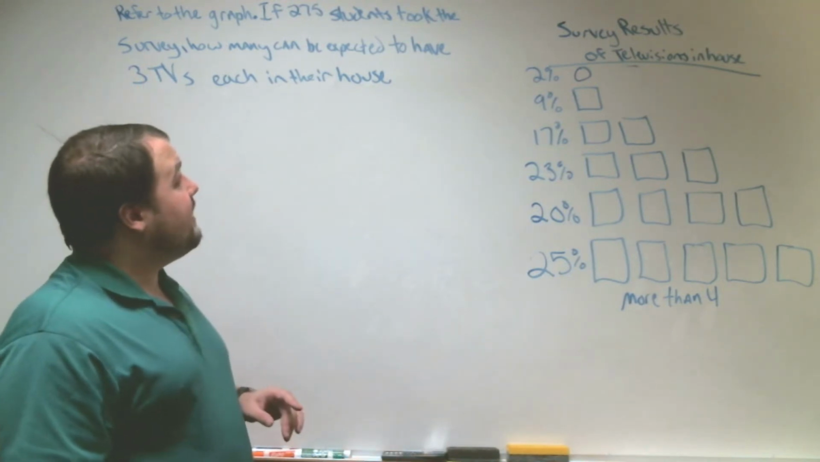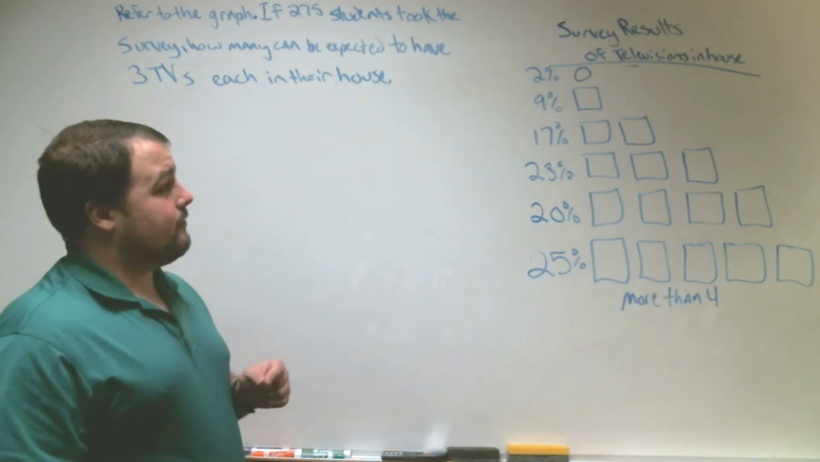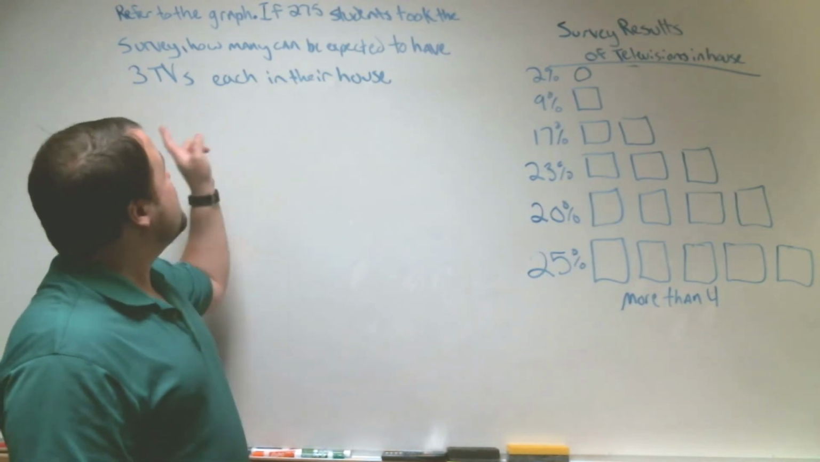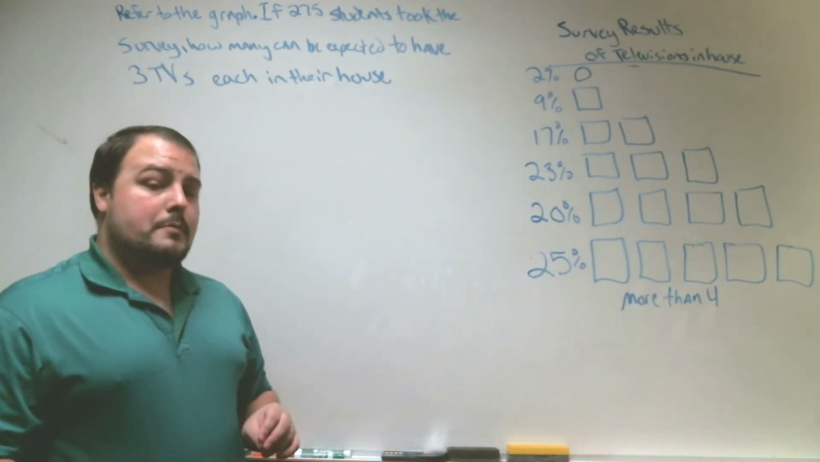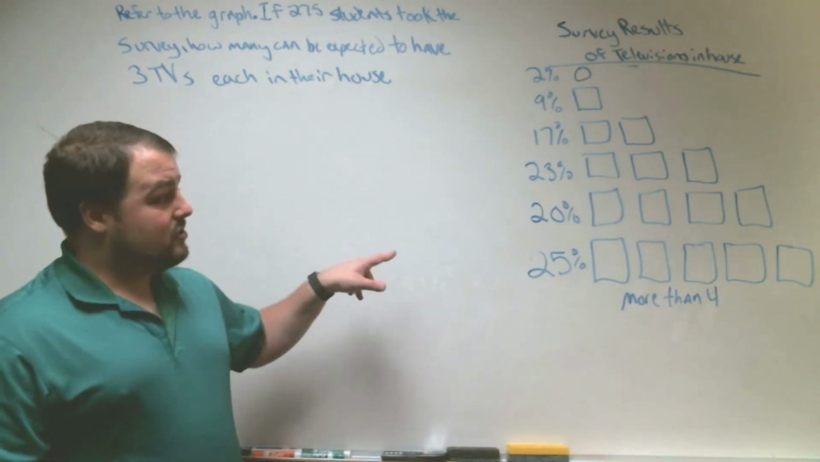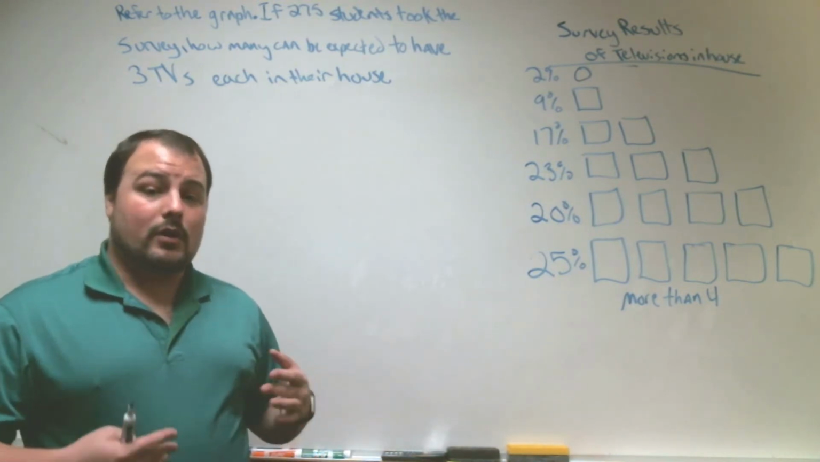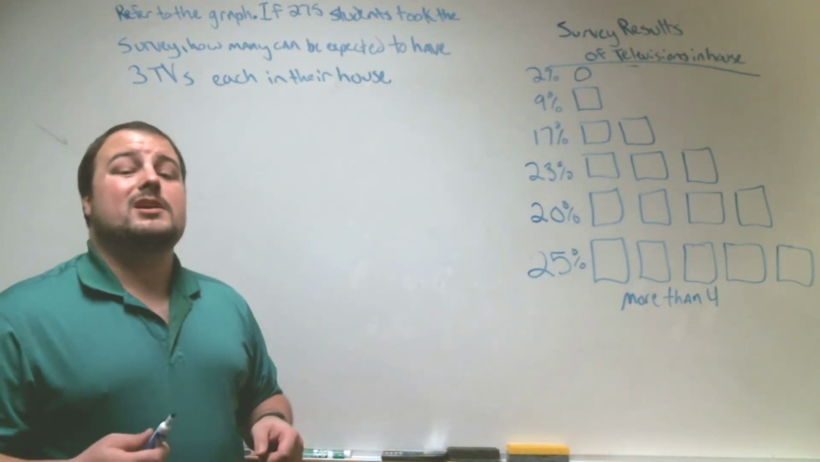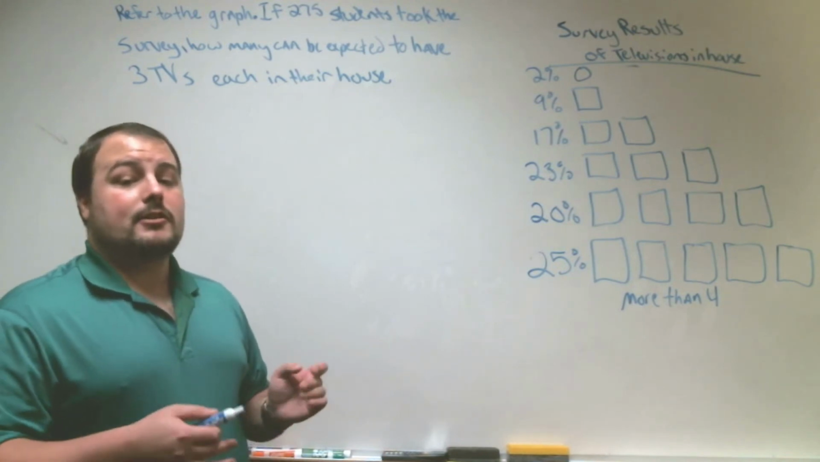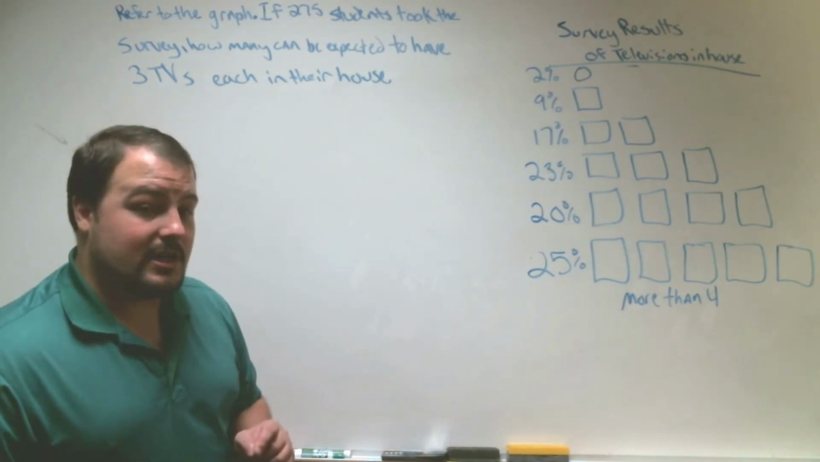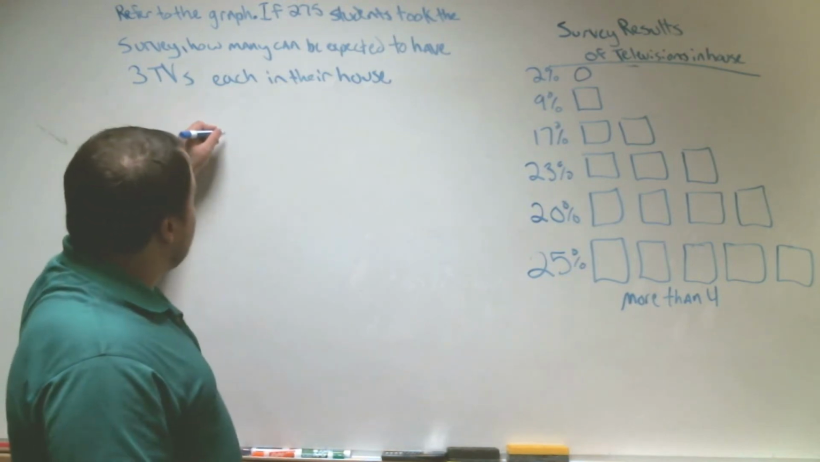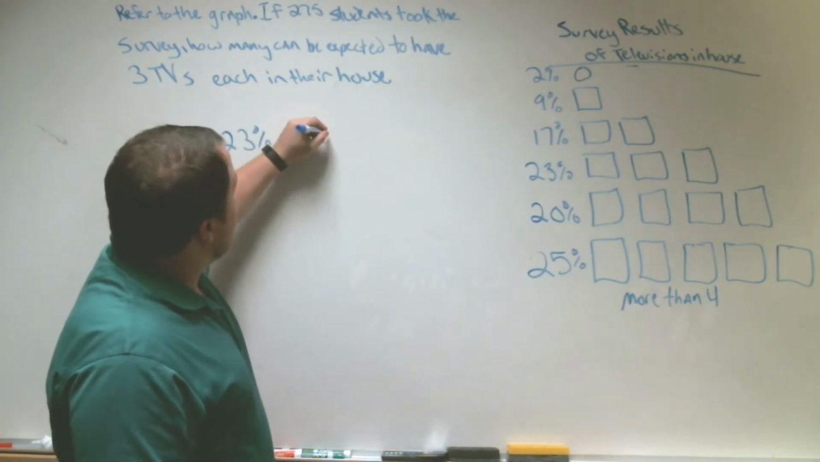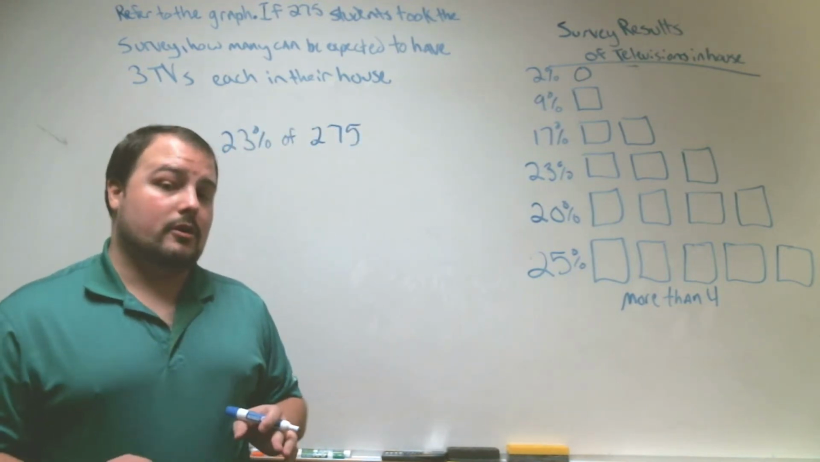So it says, refer to the graph. If 275 students took the survey, this survey here about how many TVs they have in their house, how many can be expected to have 3 TVs? So the only piece of information we need to actually look at from this graph is the amount of 3 TVs. So look at 3 TVs, and we see that there's 23% of students have 3 TVs. And again, it's 23% of. So we're really taking 23% of 275. So that's what we're going to figure out.